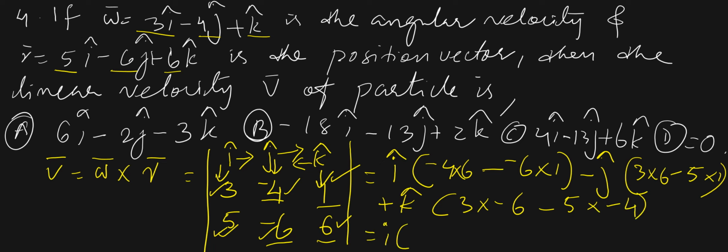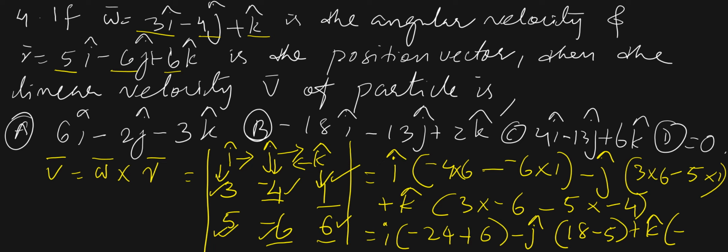So we will get i into minus 24 plus 6, minus j into 18 minus 5, plus k into minus 18 plus 20. That is, you will get minus 18i minus 13j plus 2k. So option B is the correct one.